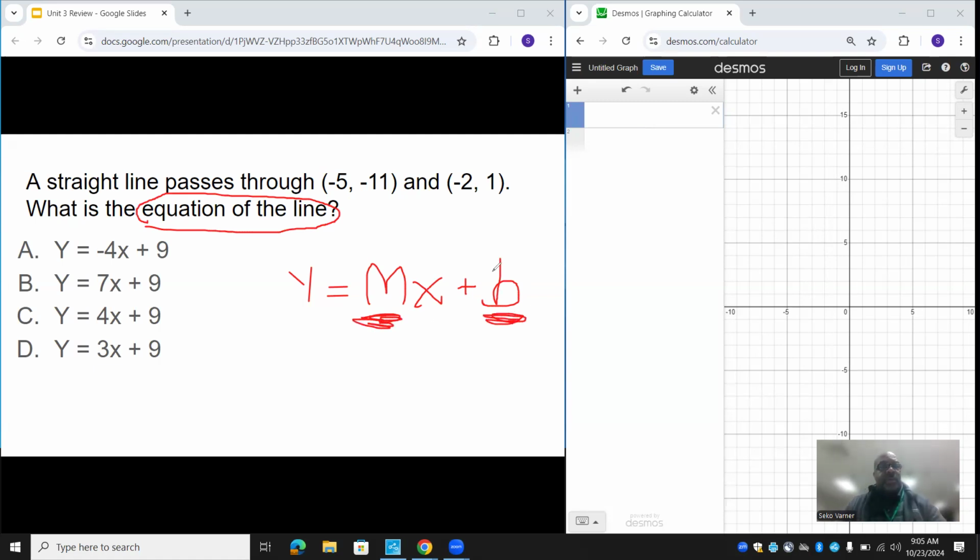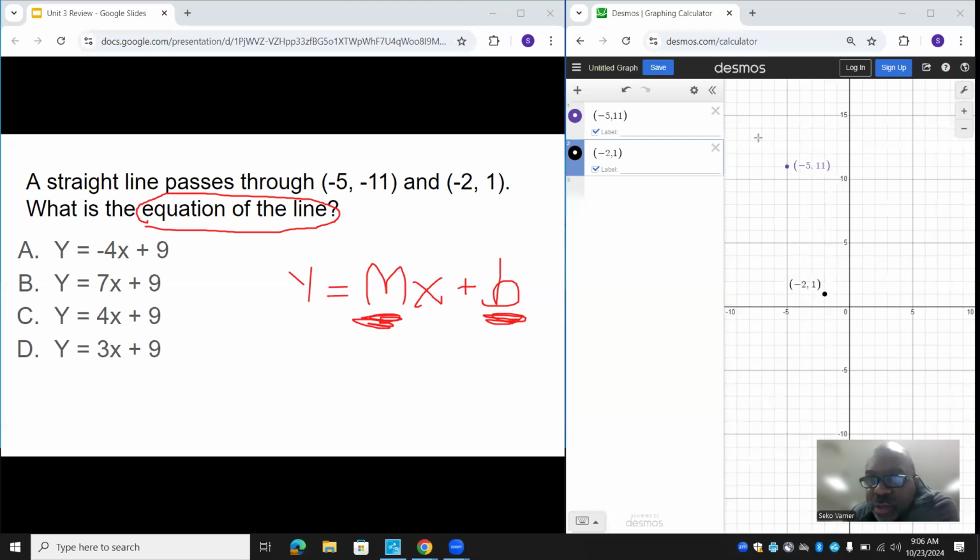All right? So what we're going to do now is go to Desmos, and I'm going to put in those 2 points, -5, 11. And you see that's right here. And I'm going to put in -2, 1. And that's right here. All right. So if I were going to count, this would be a negative slope, right?